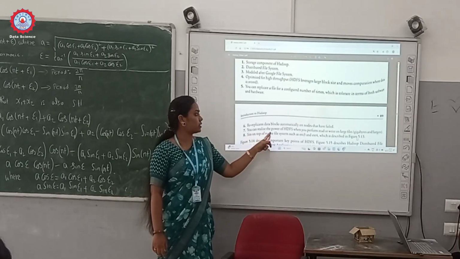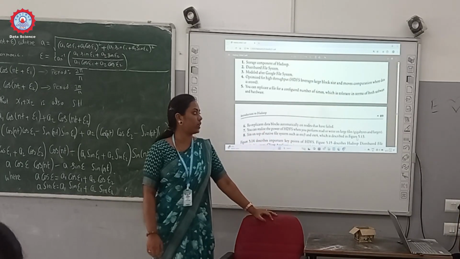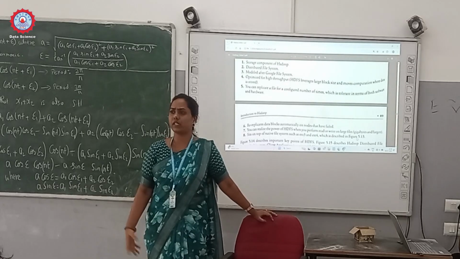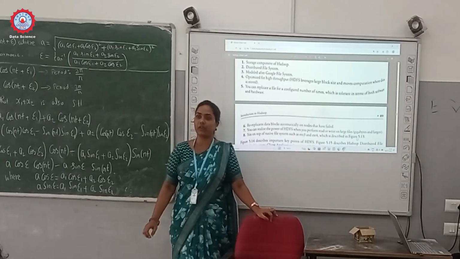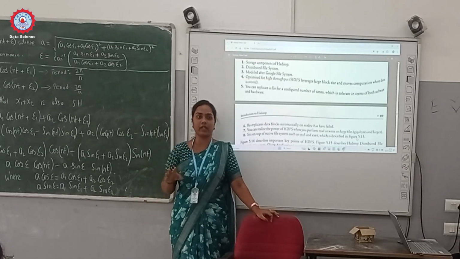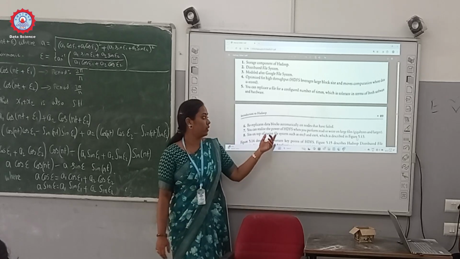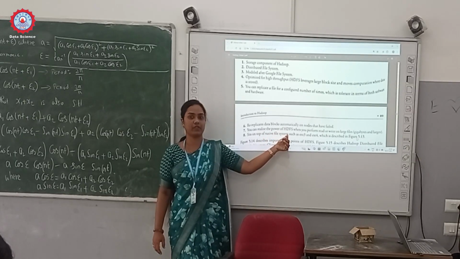So you can realize the power of HDFS when you perform read or write on large files. Obviously we know it is going to access a large set of files which will be read and written, and whatever access is provided can be done by HDFS, right?